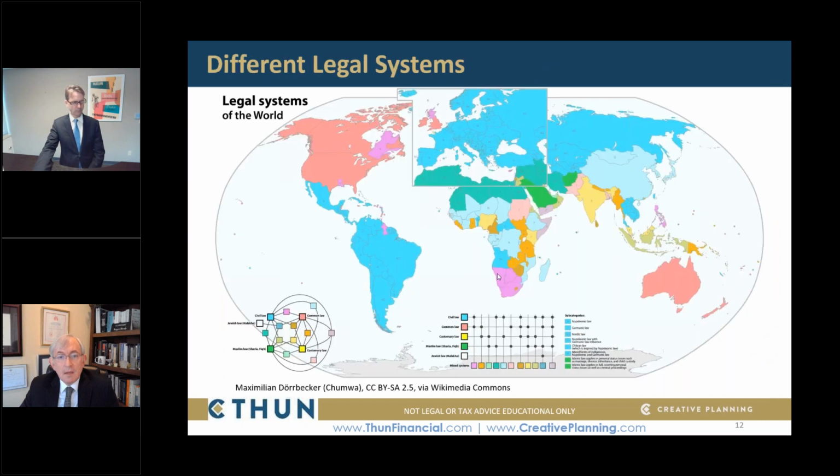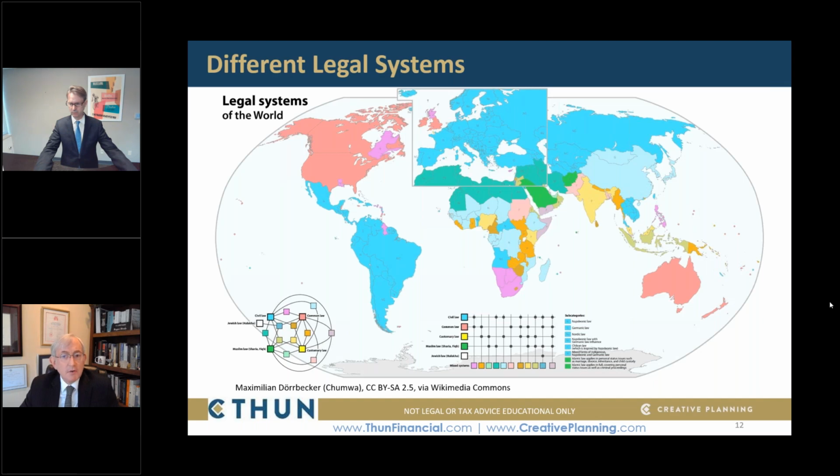Now, the crux of the problem lies in the different legal systems that exist in the world. Now you see the sort of salmon-colored ones here, the United Kingdom, Ireland, Canada, the US, Australia, New Zealand, and lots of little islands, are based on the British common law system.